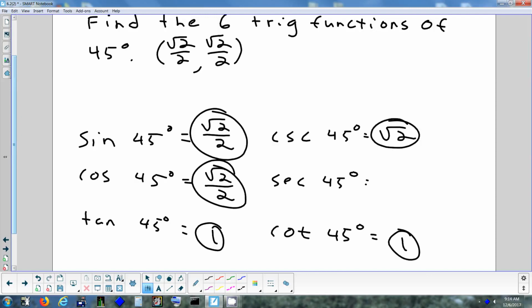So Megan, what about the secant of 45? It's the same thing. So there's your 6 trig functions for 45 degrees. Any questions on that?